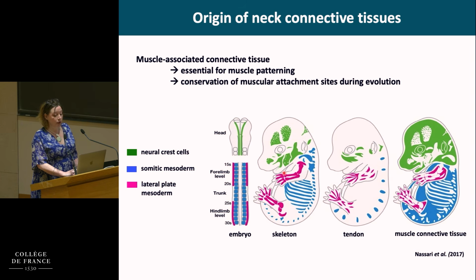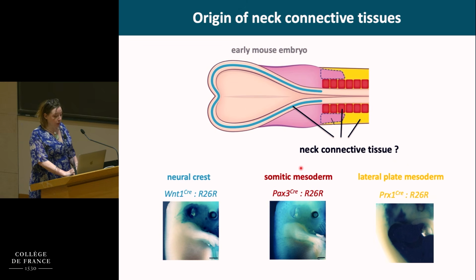In contrast, these components are derived from the somatic mesoderm in the trunk and from the lateral plate mesoderm in the limb. So the origin of the connective tissue of the neck remained unclear, being at the interface between head, trunk, and limb fields. So we analyzed the relative contribution of the neural crest, the somatic mesoderm, and the lateral plate mesoderm to elucidate the origin of the neck connective tissue.